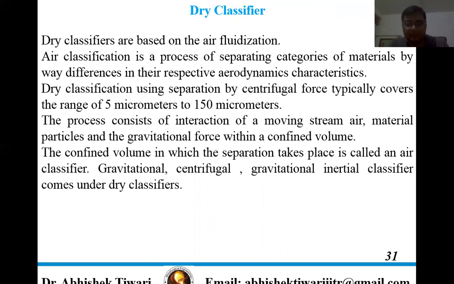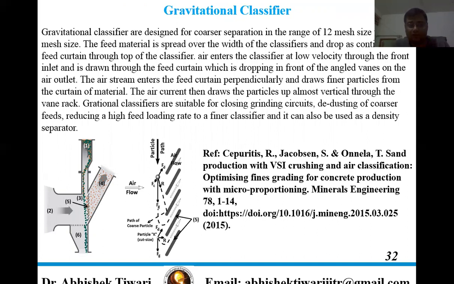Now, gravitational classifier. Gravitational classifiers are designed for coarse separation in the range of 12 mesh size to 100 mesh size. The feed material is spread over the width of the classifier and dropped as a continuous feed curtain through the top of the classifier. Air enters the classifier at low velocity through the front inlet and is drawn through the feed curtain, which is dropping in front of the angled vanes on the air outlet. The air stream enters the feed curtain perpendicularly and draws finer particles from the curtain of material. The air current then draws the particles up almost vertically through the vane rig.